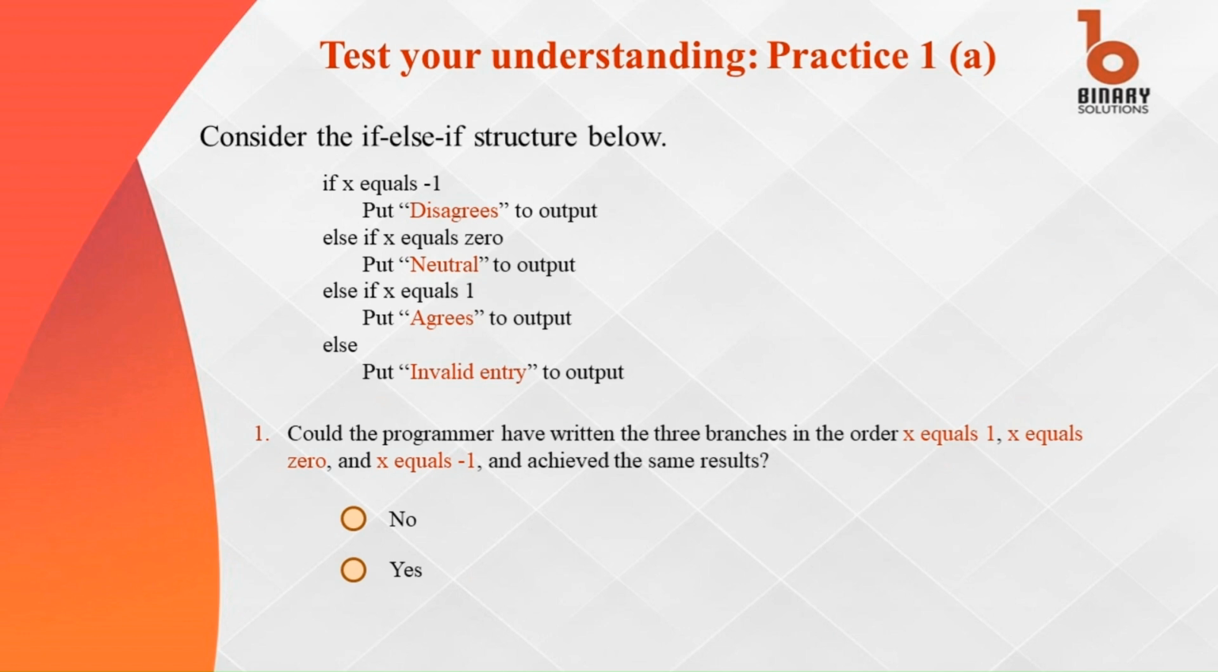If the branches were rearranged to check for x equals 1, x equals 0, and then x equals negative 1, would the output still be the same? Think carefully and decide what you think would happen. Choose the right answer from the options below and let's see if you've got it. Share your answer in the comments. Let's see who can figure this one out.